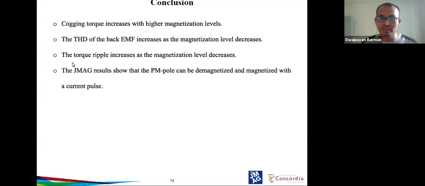Also, JMAG results show that the permanent magnet pole, basically a variable flux magnet, can be demagnetized and magnetized by applying a current pulse.